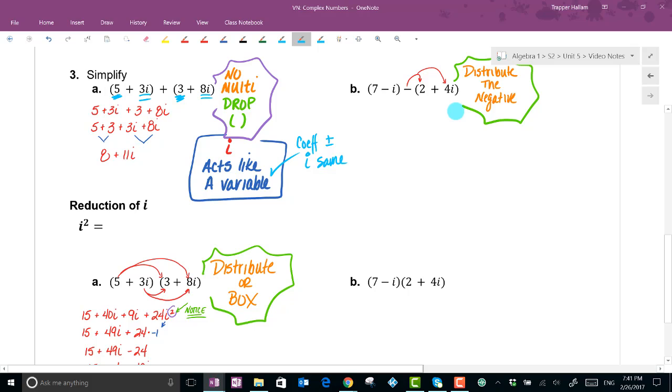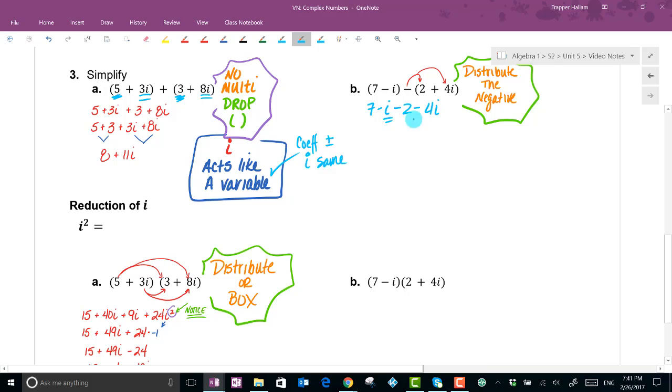Well, let's jump over here and do B, but notice B has a negative. Anytime we have a negative, if we're subtracting two different sets of terms or sums, in this case subtracting a complex number from another complex number, we need to distribute that negative first. Make sure that it's addressed to both terms inside that parentheses. So that's what I've done. I've changed both their signs.